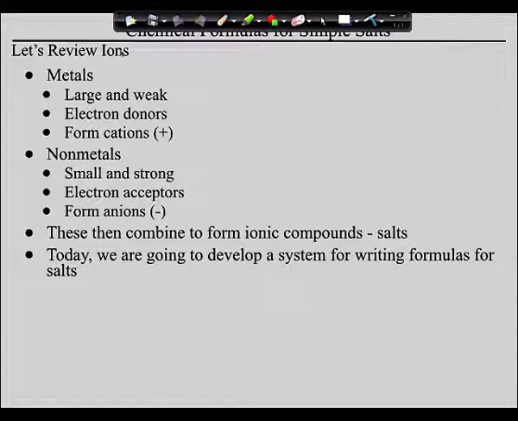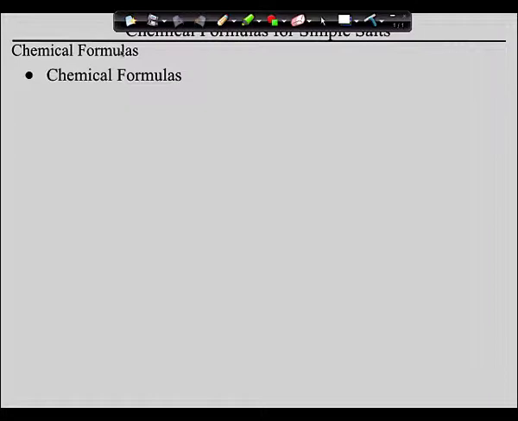So in order to do this, these are the things that you need to know in background, and this is where you want to start taking notes. So first of all, if we're going to write chemical formulas, we really ought to know what a chemical formula is. So let's define it first. Guys, chemical formulas are simply expressions that are used to represent compounds.